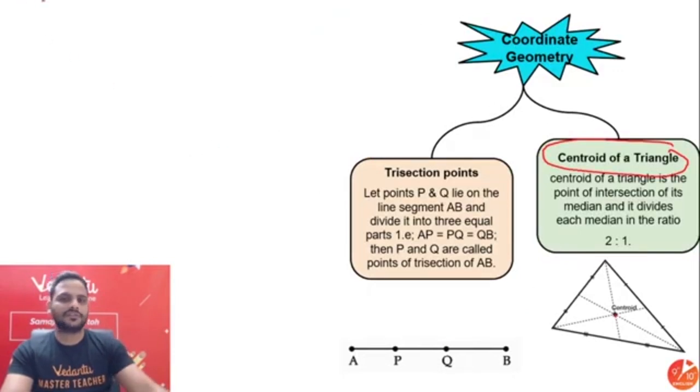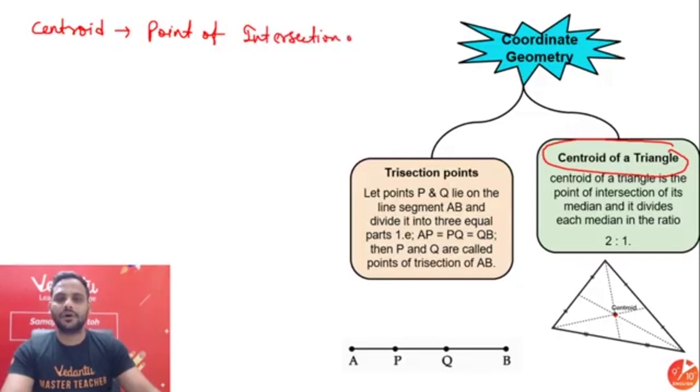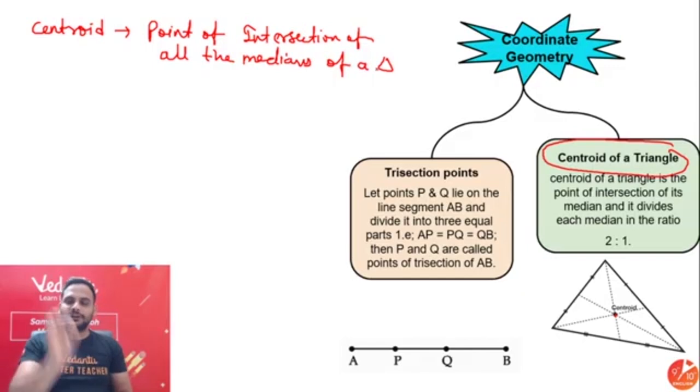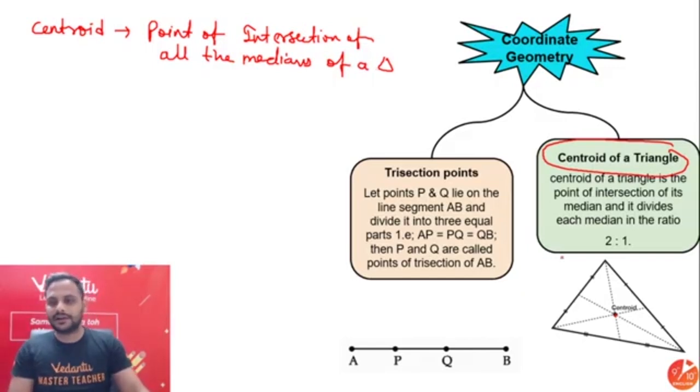What is a centroid? If you don't know, centroid is the point of intersection of all the medians of a triangle. See how amazing it is that no matter what kind of triangle you are going to draw, all the three medians will be intersecting at one single point, and that is called your centroid.